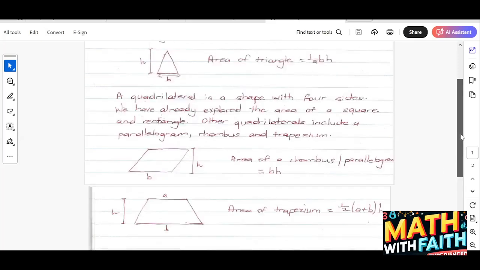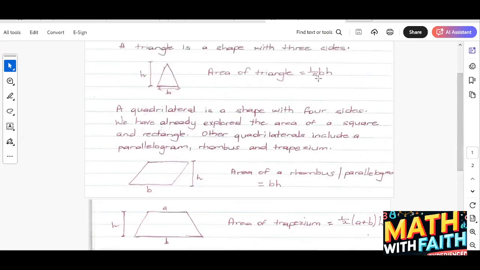So again, learn these three areas. It's better to just know them offhand. The area of a triangle, a half BH. The area of a rhombus or parallelogram, B by H. And the area of a trapezium, a half A plus B, where A plus B is the sum of the parallel sides, by H. Right? So learn these formulas. Okay?